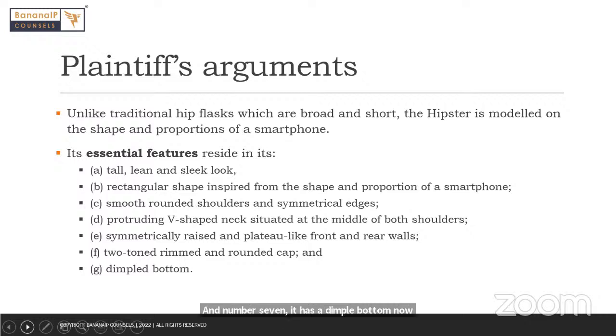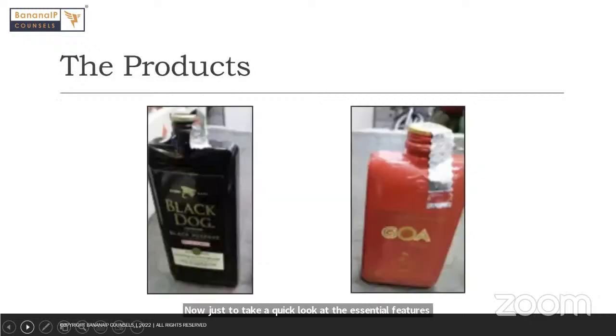Now, just to take a quick look at the essential features, I'll just switch to the previous slide. In comparison to what the plaintiff has claimed, the bottle integrates all of these features.